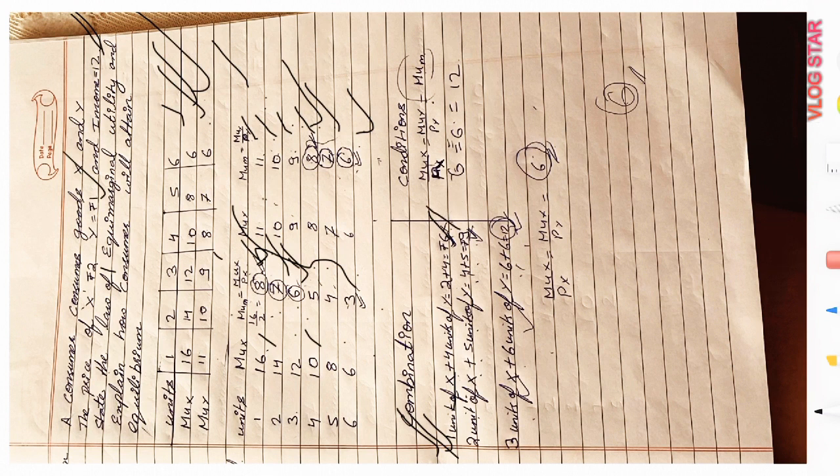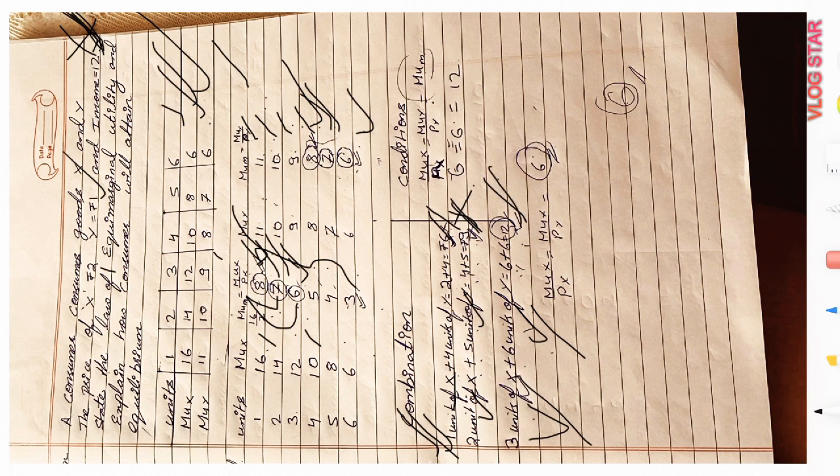Likewise, let's see another combination, that is 7 and 7. When a consumer consumes 2 units of X and 5 units of Y, 4 plus 5 is 9. So is my money utilized? No, so I won't take this as well. But when a consumer is consuming 3 units of X and 6 units of Y, 6 plus 6 is giving me 12. So my income is also 12.